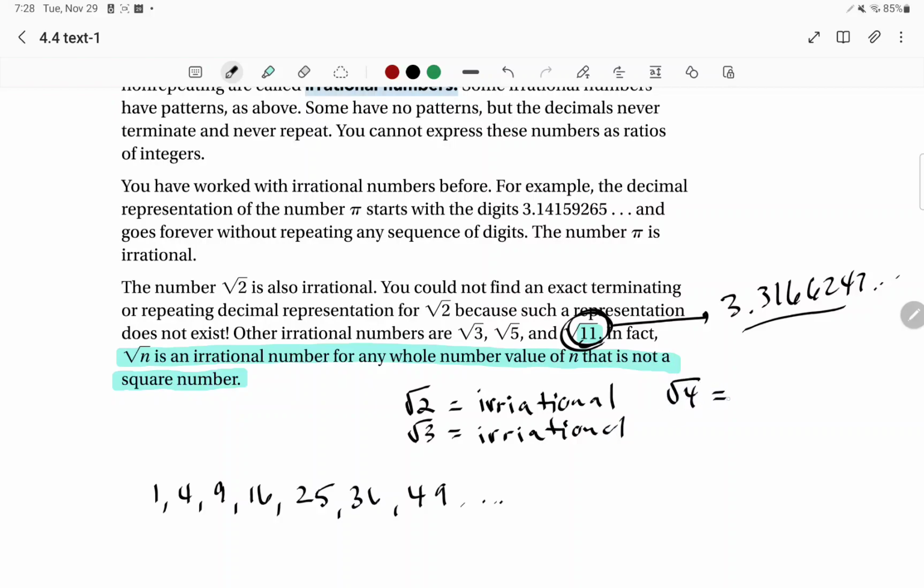Square root of 4: 4 is a perfect square, so this is going to be rational. In fact, the square root of 4 is just 2, because remember, square root asks what number times itself will give me this number. 2 times itself gives you 4, so the square root of 4 is 2. So that's a rational number. Square root of 5, and so forth. Square root of 6. These are all irrational numbers. So remember that: if n is any number that's not a perfect square, then the square root is irrational.